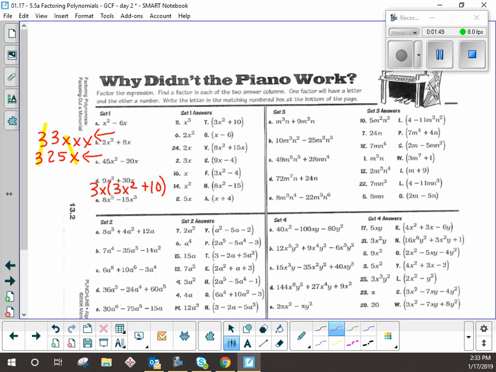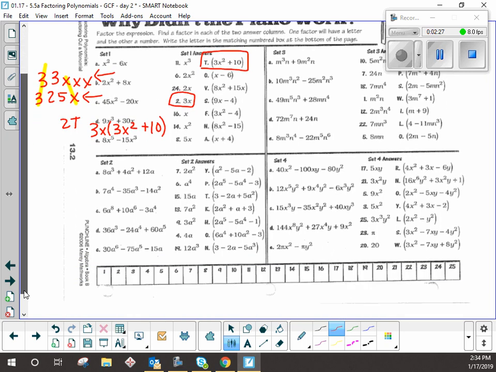And how could I double check my answer here? Distributive, right? So it's really like factoring is reverse distributive property. We're dividing out stuff instead of multiplying through stuff. And then what I do is look at these columns. On that left-hand column, I find the 3x. And in the right-hand column, I find the 3x squared plus 10. That's a 2 and a t. And so at the very bottom of your worksheet where you're filling in the answer to the riddle, you find number 2, and you put a t in the box.